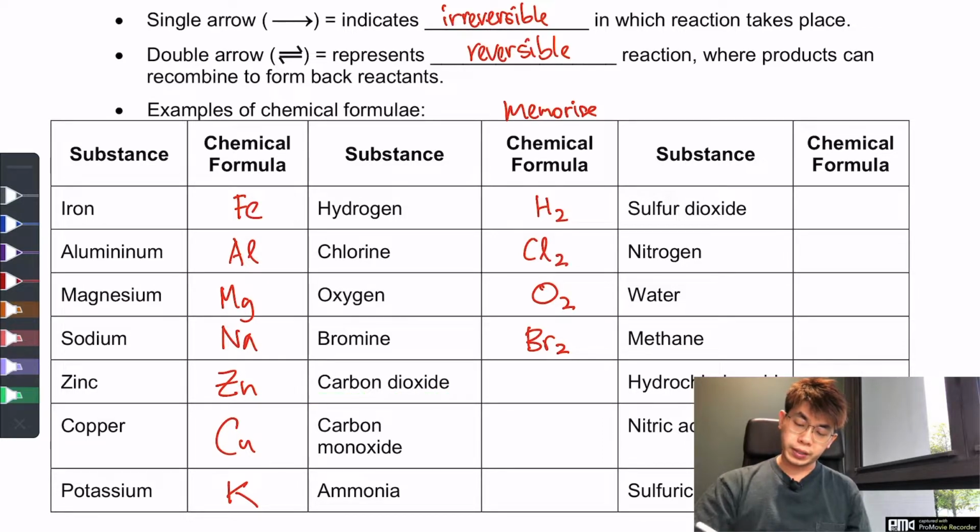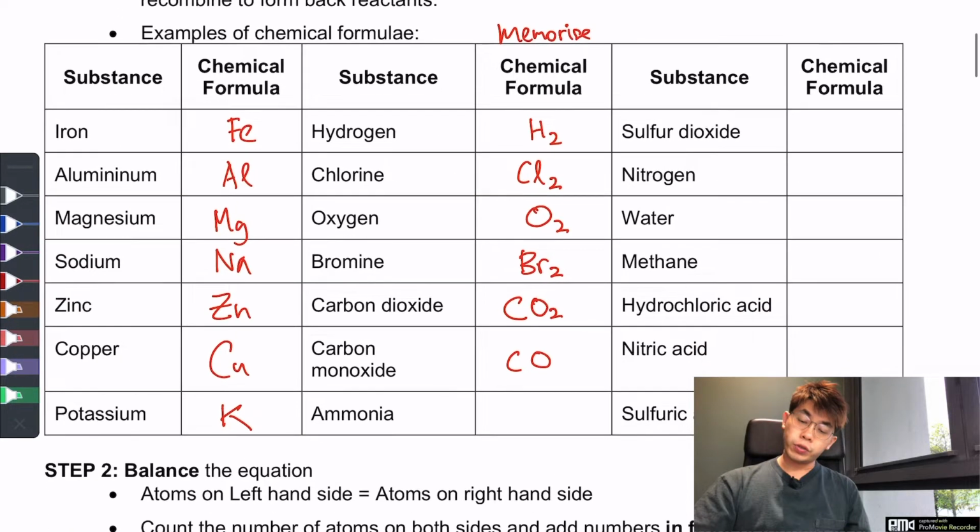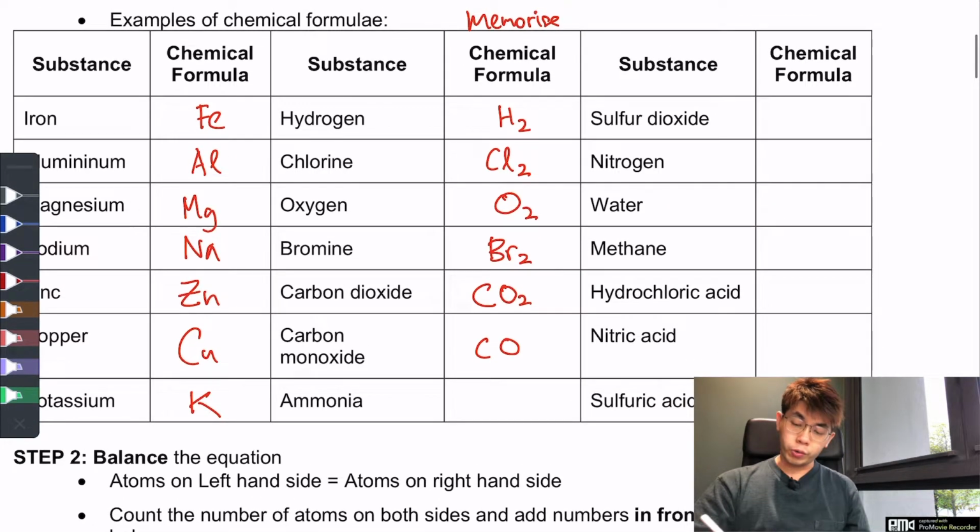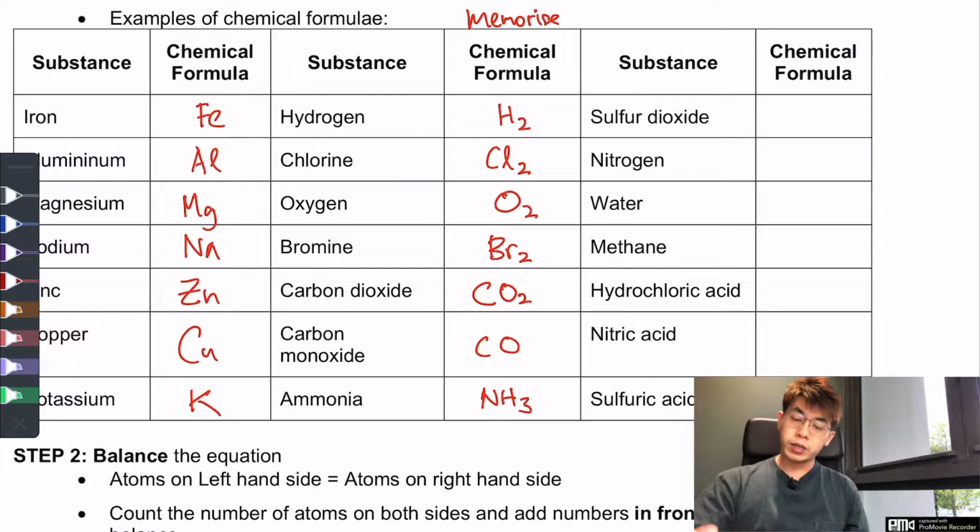Now we go to carbon dioxide. Carbon means there is a C, and dioxide means that there are two O's, so the formula is CO2. While carbon monoxide means that there is carbon and mono means one, so carbon monoxide has C and one O. For the next few, you need to remember, we have done this quite a few times already. We have ammonia, NH3, sulfur dioxide, SO2, nitrogen, N2, diatomic, water, H2O, methane, CH4.